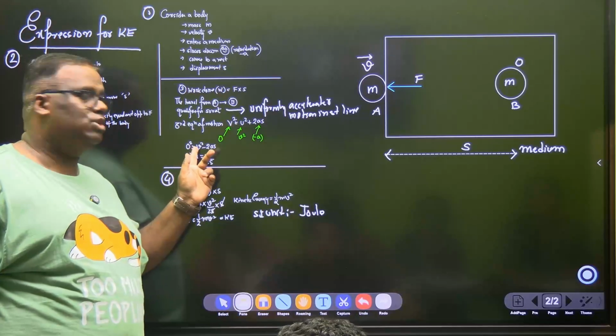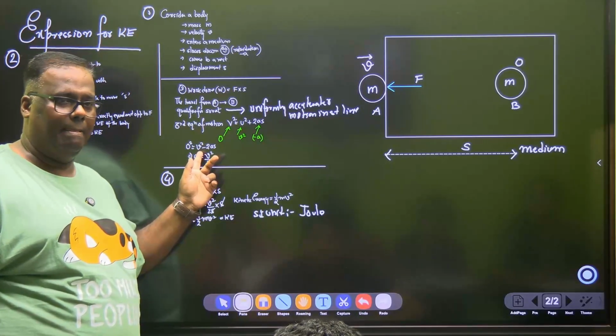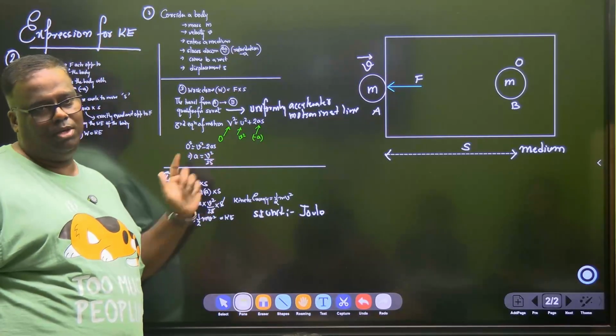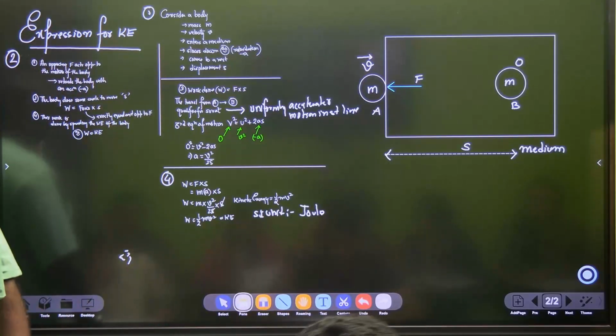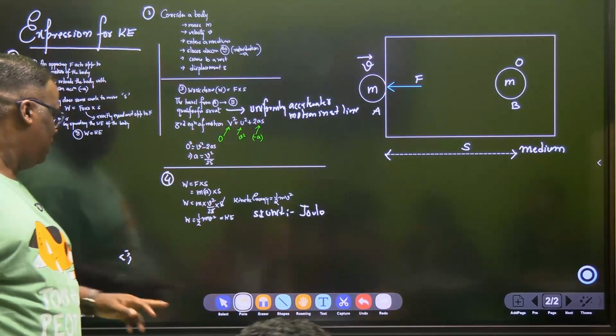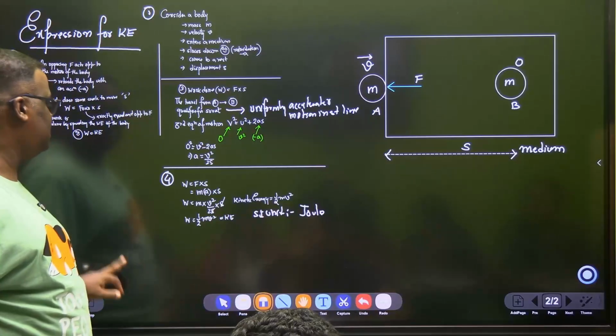0 is equal to V square minus 2aS. So a is equal to V square by 2S. Still the S needs to be knocked off. But you have an S out here and you have created another S at the denominator.